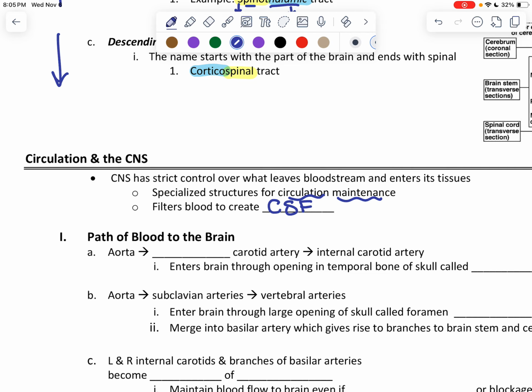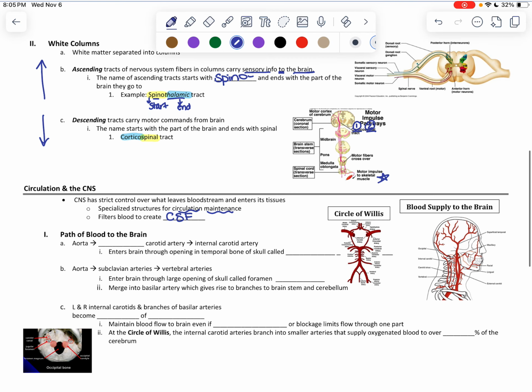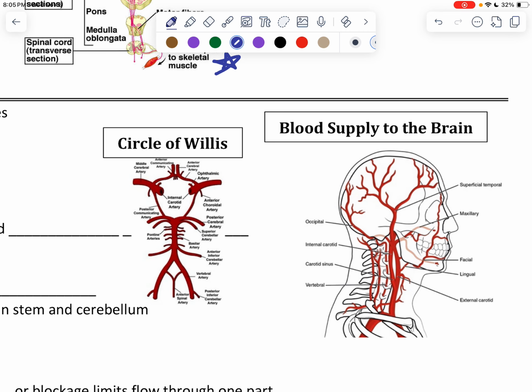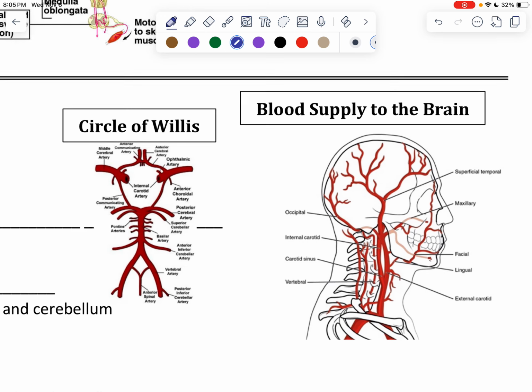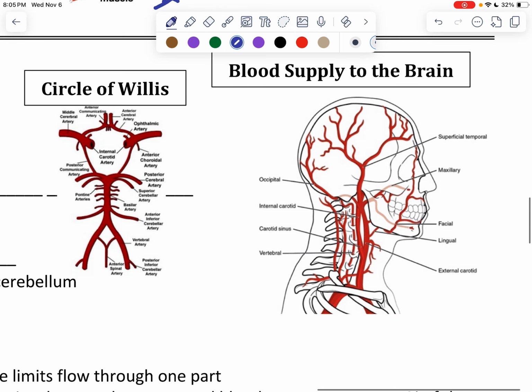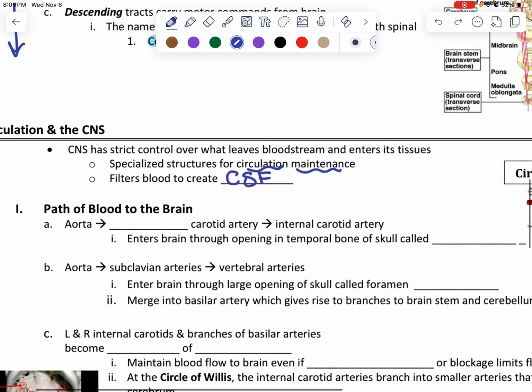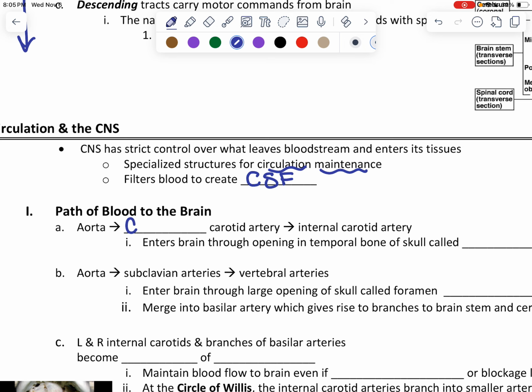All right, so the path of the blood to the brain, starting with the aorta. If you take a look at my picture here, the aorta is stemming from the heart. It's the largest blood vessel in the body. I don't know if I have a picture of the aorta here; it's coming from down here, basically. Okay, so from the aorta, we're going to travel to the common carotid artery.